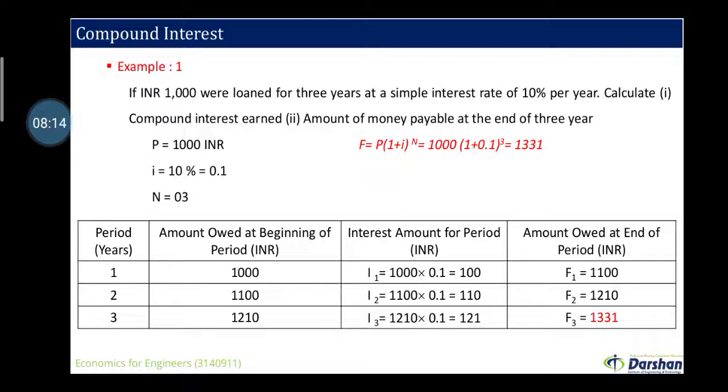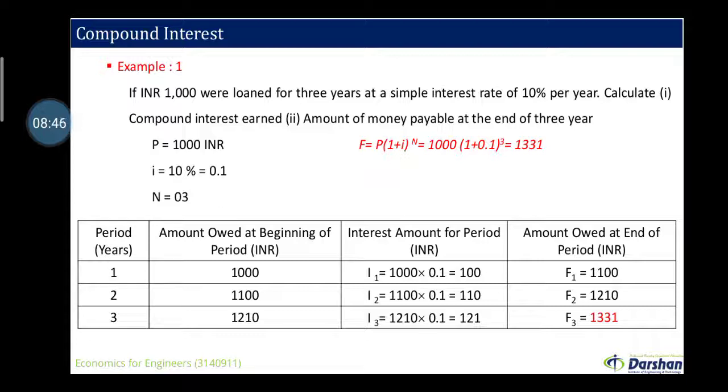F is equal to P into bracket 1 plus i, to the power n. So 1000 into bracket 1 plus 0.1, to the power 3. So you should calculate this this way. So 1 plus 0.1, and then in your scientific calculator you should multiply 1.1 by 1.1, 2 times, and then multiply this answer with the 1000. So you can get 1331 rupees.